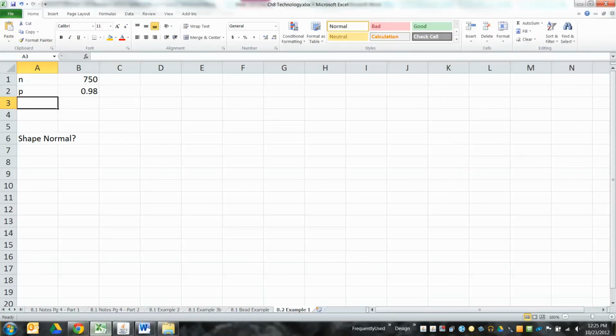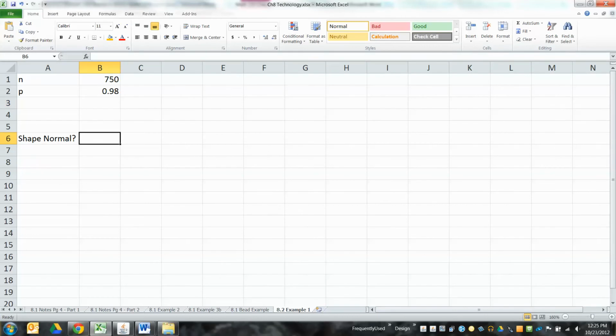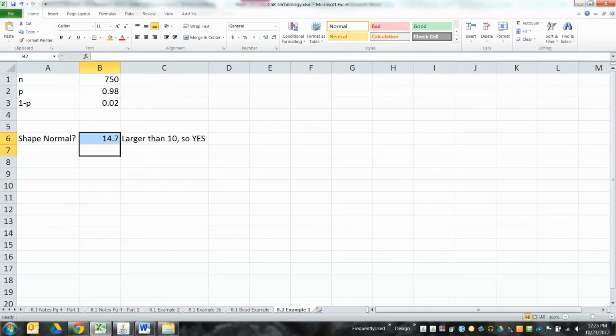Okay, so to prove it's normal, let's do this right now. So we need n times p times 1 minus p. So I suppose I could take the trouble to find 1 minus p. It doesn't hurt. Equals 1 minus that value. All right, so n times p times 1 minus p is equal to that cell times that cell times that cell. Boom, 14.7, larger than 10. So yes, right? We've got normal. Life is good. Okay, next.